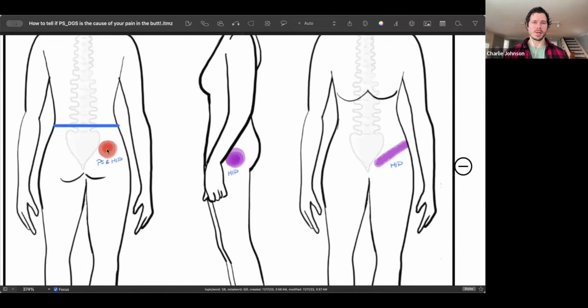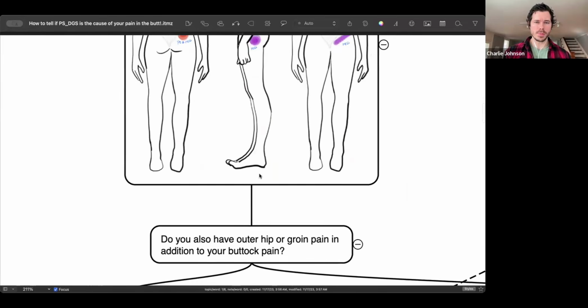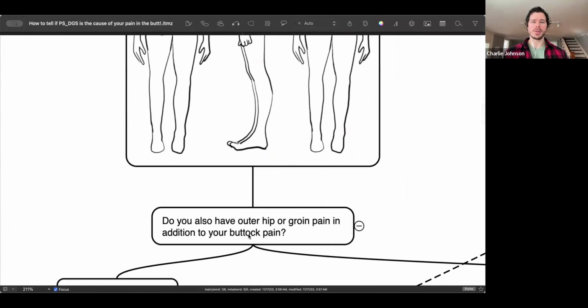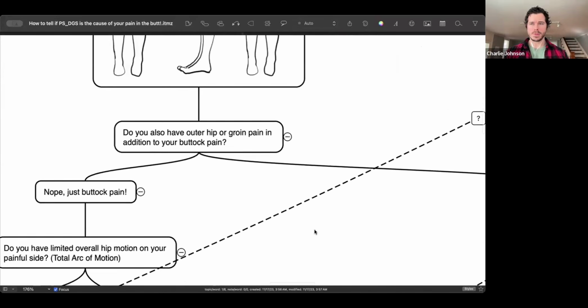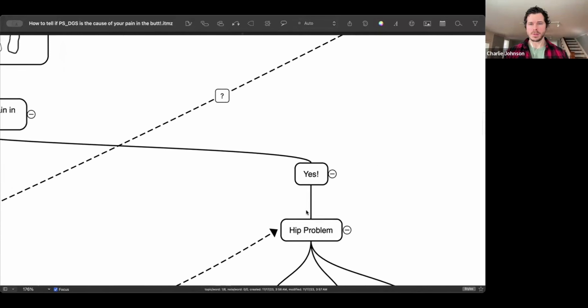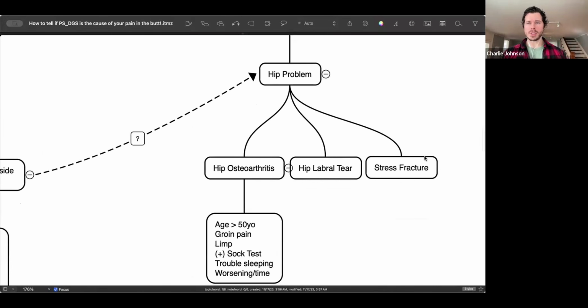All right, again, if you've got multiple areas of symptoms, including the groin, outer hip, buttock, then automatically it points to it not being a piriformis syndrome issue, right? So I'm going to ask you here, if you're watching this, do you also have outer hip or groin pain in addition to your buttock pain? If yes, then chances are high you have a hip problem. Hip osteoarthritis, hip labral tear, stress fractures, something like that in or about the hip joint.